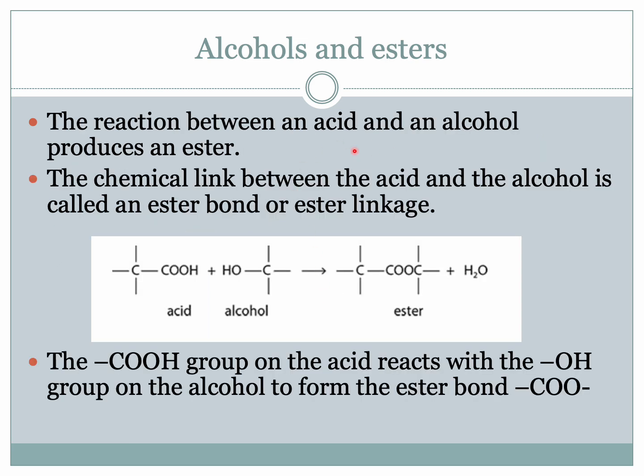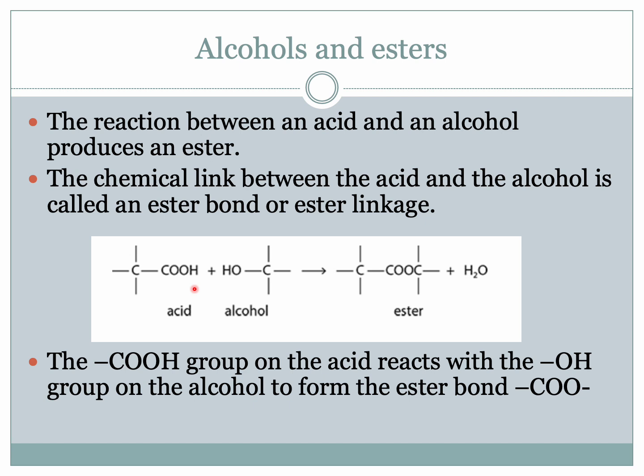The reaction between an acid and an alcohol produces an ester. The chemical link between the acid and the alcohol is called an ester bond or an ester linkage. Here's the acid, that carbon, oxygen, oxygen, hydrogen, combined with an alcohol, there's your hydroxyl group. It's just been flipped. Remember, they need to line up when they bond together. After the reaction occurs, you're going to have an ester.